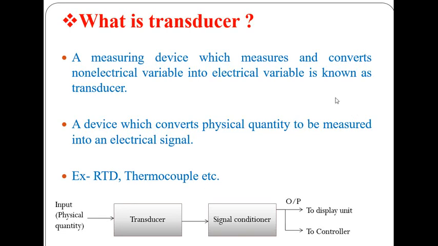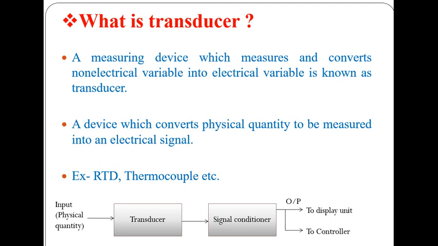So in the last lecture we have seen the definition of a transducer, its classification, and after that some selection criteria of a transducer for a particular application. Let us revise some points and after that we will move to the next point. So what is basically a transducer? A transducer is a device which converts a physical quantity into an electrical signal. We can call a physical quantity a non-electrical quantity, and that is converted into an electrical quantity by a transducer.